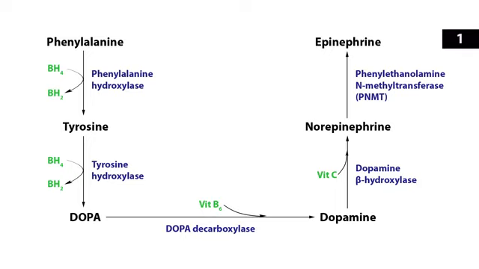Next, you go from dopa to dopamine, and the enzyme is dopa decarboxylase. This requires vitamin B6, and this is the enzyme inhibited by carbidopa. Next, you go from dopamine to norepinephrine, and then the last step is norepinephrine to epinephrine, which is the enzyme phenylethanolamine N-methyltransferase, or PNMT. All right, that brings us to the end of the warm-up.